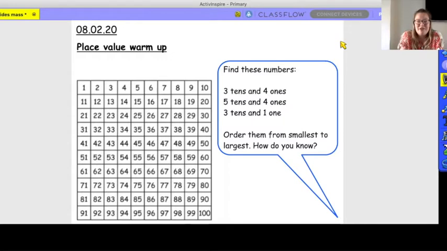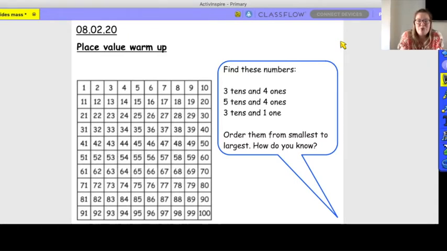Now, keep your finger on this number, but with your other hand, I would like you to find this number, 5 tens and 4 ones. Off you go. Well done, you should have your finger on 54. And finally, I would like you to find 3 tens and 1 one. Well done, Year 2, you should have your finger on the number 31.